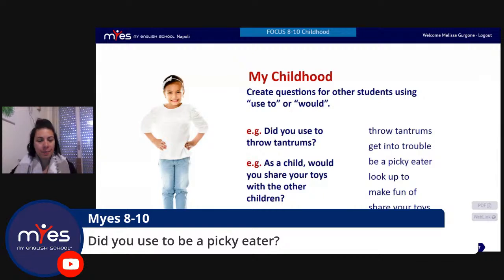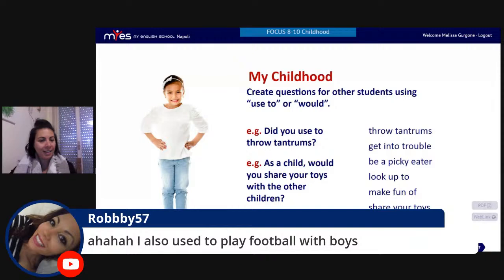So, did you used to be a picky eater? Yes, I used to be a picky eater when I was very young. Also, when I was a teenager, I used to be a picky eater. But once I was in my late teens, I started to love everything. Ah, okay. Nice, Robbie.